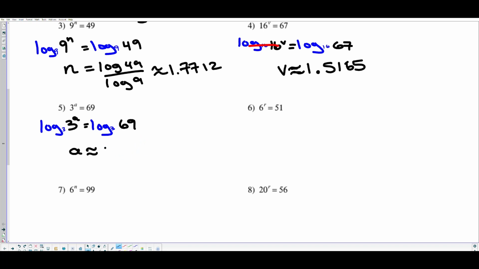So the approximate answer is 3.854. Four decimal places means that you get a 0 right there, but since it's 0, we don't need to write it down.